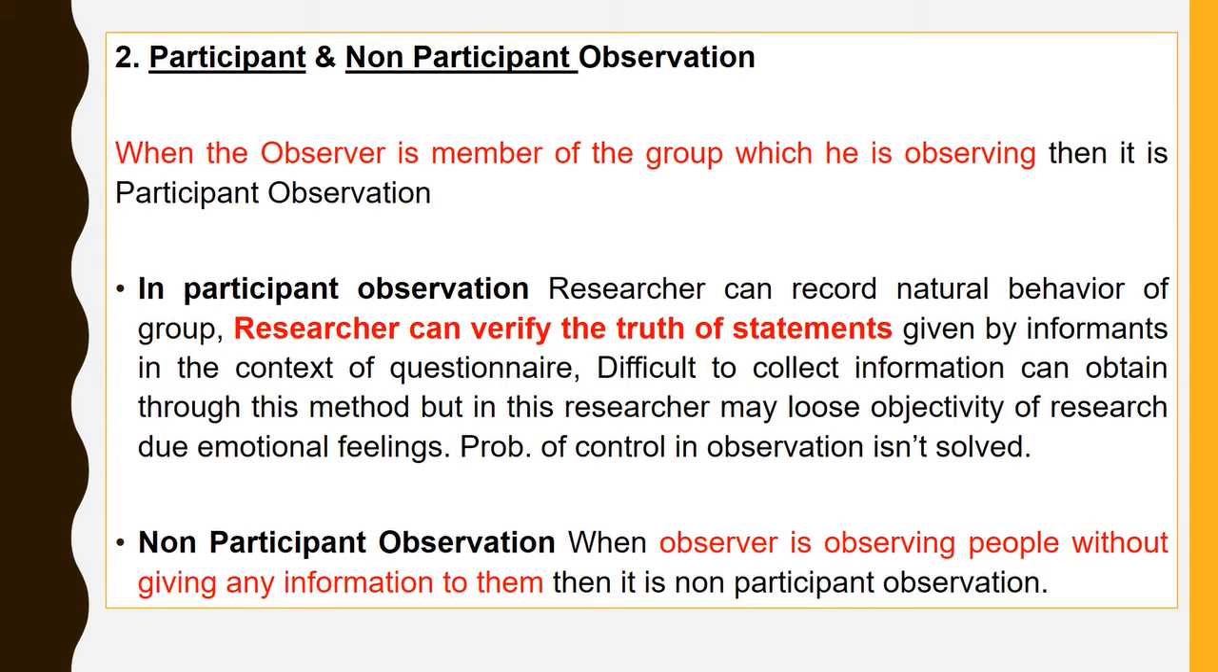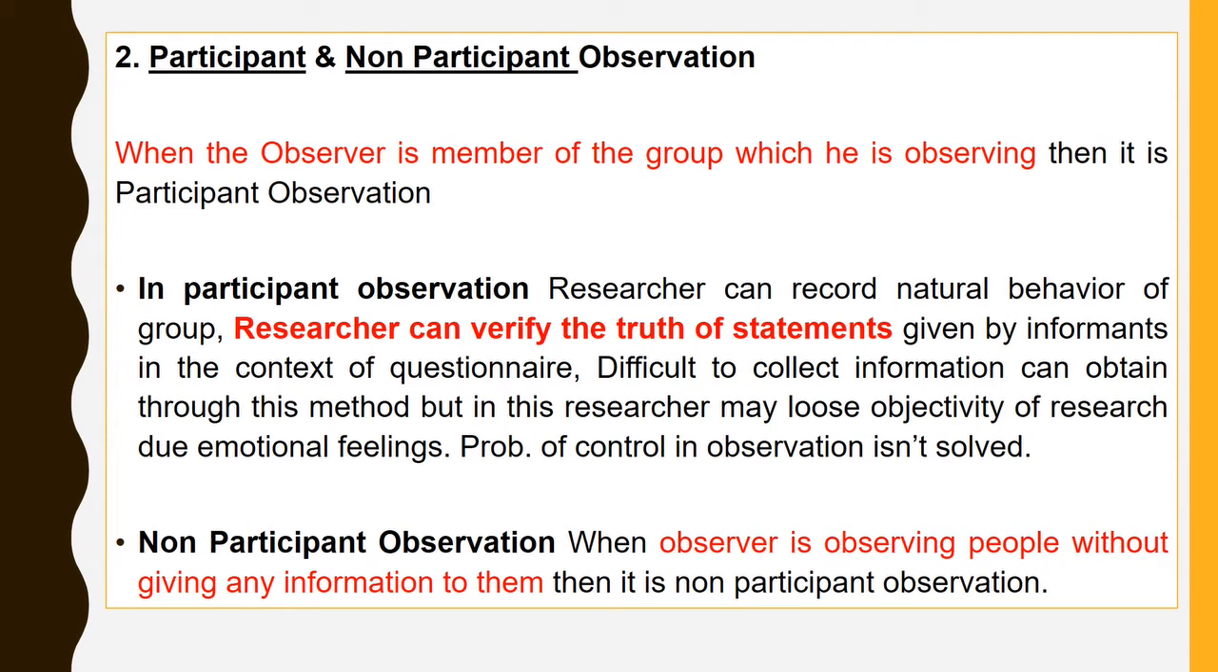In the participant case, the observer has to be present there. Anyhow, the observer has to be present in that group. That group is going to collect the data, and that group is going to be observed. So the researcher can verify the truth of the statement. If the researcher is present in the group, they can verify the truth of the statement.